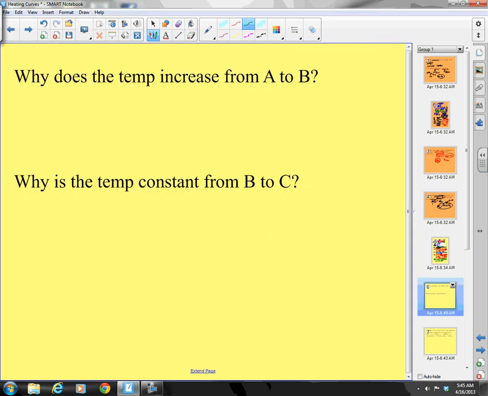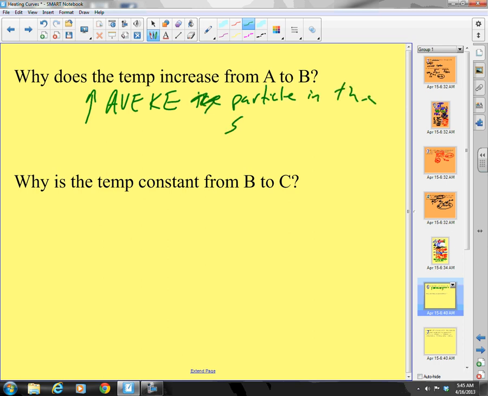So let's see if we can answer some questions. Why does the temp increase from A to B? Because I am increasing the average kinetic energy of my ice particles. Well, really, of my particles in the solid state, H2O particles in the solid state, aka ice, right?